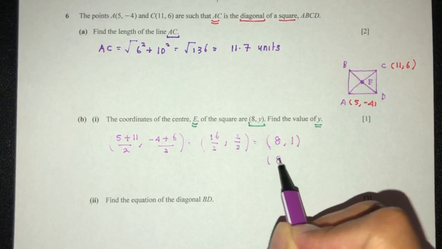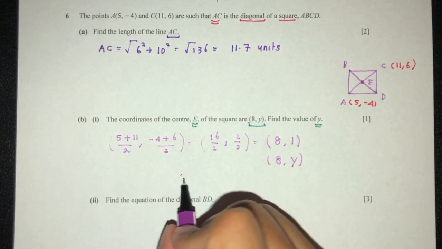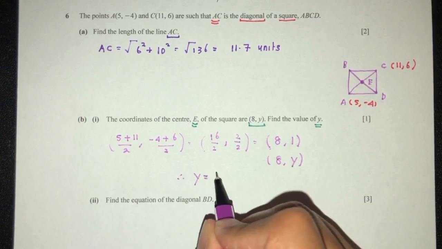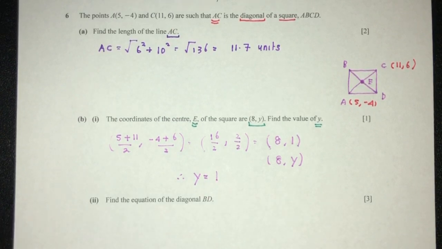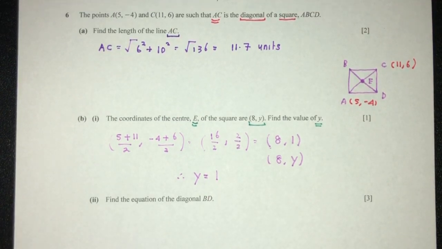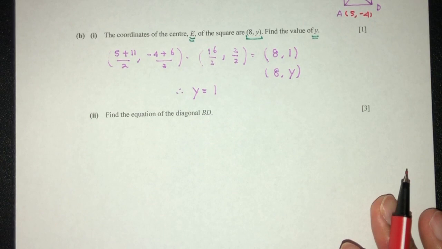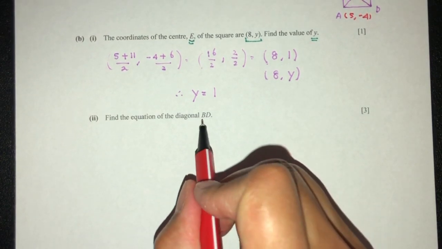So that will be 8 and y. So obviously y will be the value of 1. Right? That is the answer for part B. Now for part 2, we have to find the equation of BD.